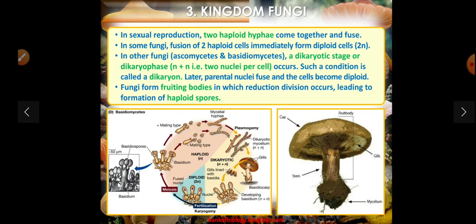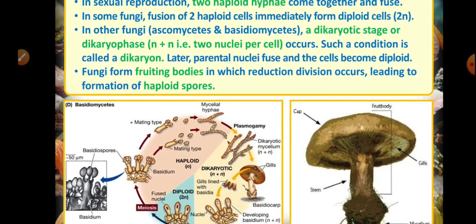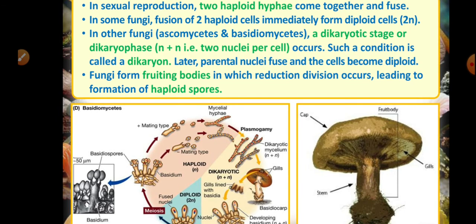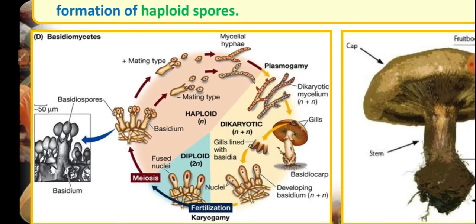In sexual reproduction, two haploid hyphae come together and fuse. In some fungi the fusion of two haploid cells immediately forms a diploid cell, then n. In the other fungi, ascomycetes and basidiomycetes, there is a dikaryotic stage or dikaryophase, that is two nuclei per cell occur. Such a condition is called dikaryon. Later the parental nuclei fuse, and the cell becomes diploid. Fungi form fruiting bodies in which reduction division occurs, leading to formation of haploid spores. The same thing can be understood with the help of the diagram here.